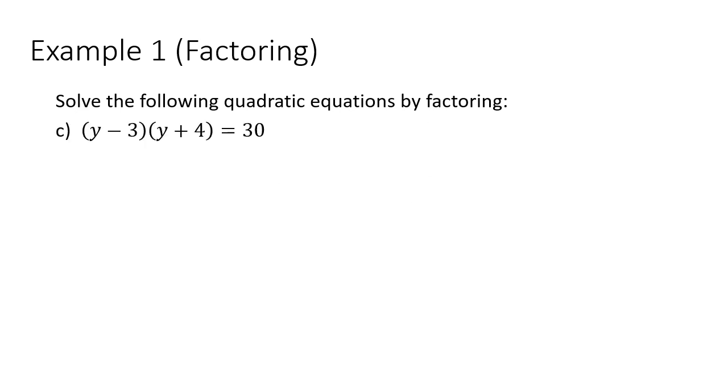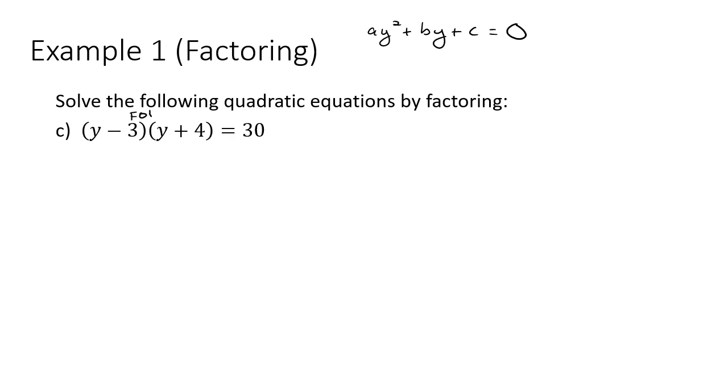Let's take a look at one more problem involving factoring. And again, a common mistake when students see this, I'll quite frequently get y minus 3 is equal to 30, y plus 4 is equal to 30. That doesn't work. If you want to solve a problem like this by factoring, you need to get it into the form ay squared plus by plus c is equal to 0 first. So that involves multiplying everything out, combining like terms.